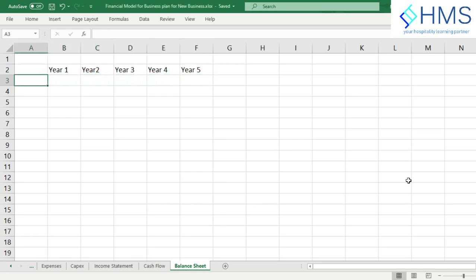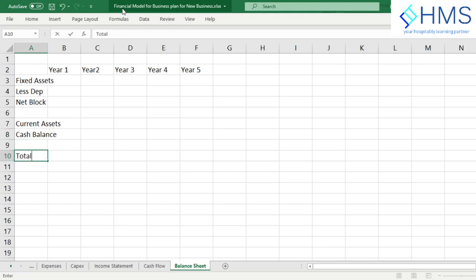So in the balance sheet, you already know the columns, so the rows are fixed assets less depreciation, net block. Then you have your current assets and you have your cash balance, right? And then you have your total assets. So the total will be the net block plus all the assets, and then that will be the formula.